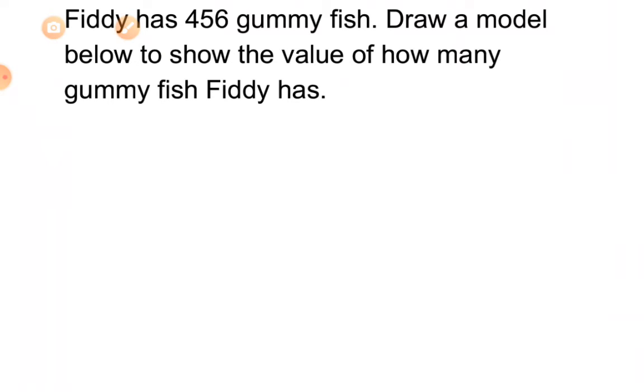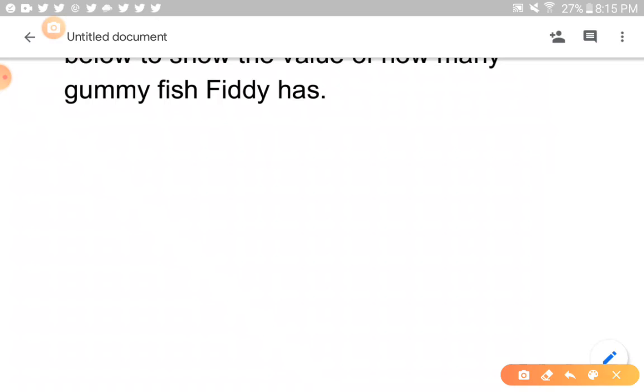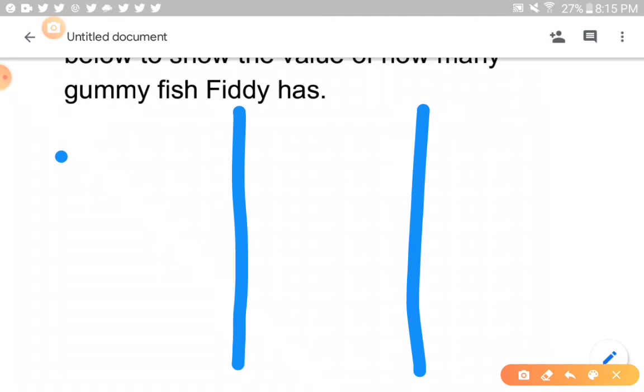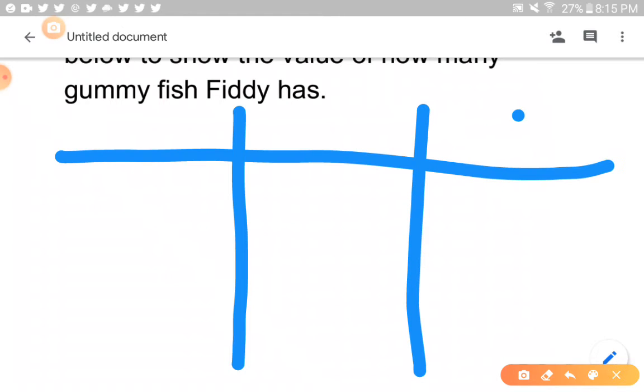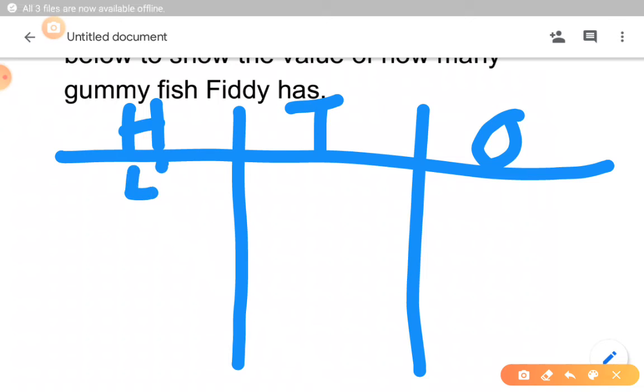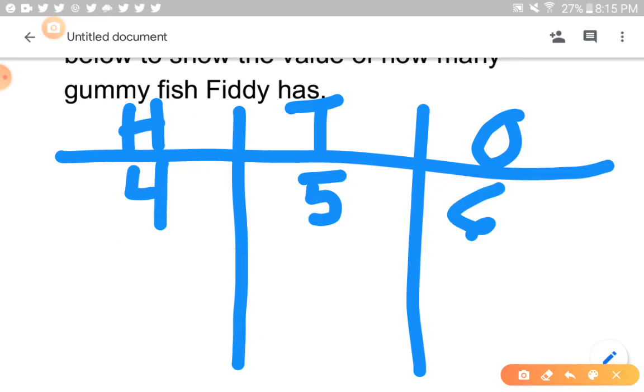Draw a model below to show the value of how many gummy fish Freddy has. Okay, so they want us to find the value of all his fish. So let's see. The number is 456. So we're drawing a mini place value chart. This is the ones, tens, hundreds place. We are going to put 4 here, 5 here, and 6 here.